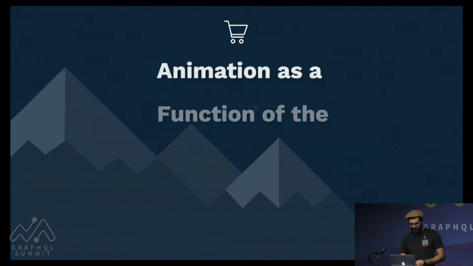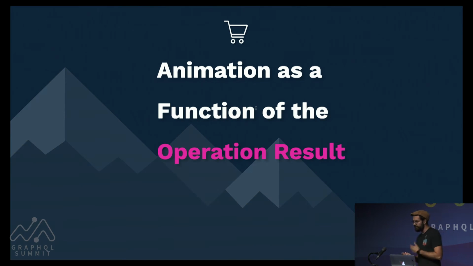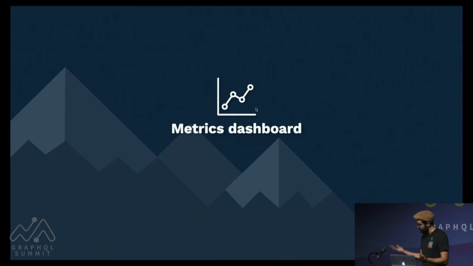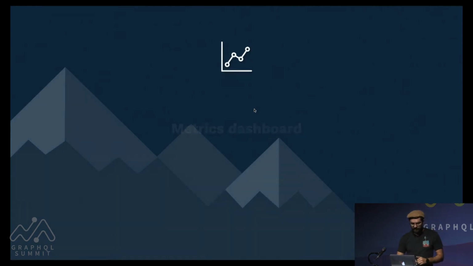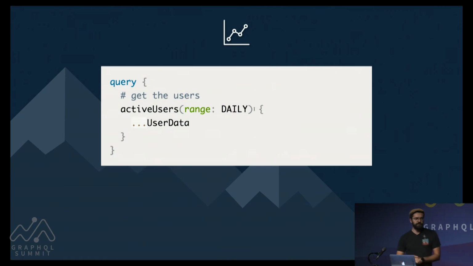And speaking about users, we will see in a minute how we can show that we care about them. So this was animation as a function of the operation result. The next step is animation as a function of the type system. Speaking about our users, we have a meeting with our investors right after this, and we want to show them how our product is growing well. We are reusing the data that our API can provide us, and we are going to show them our active users based on a daily range.